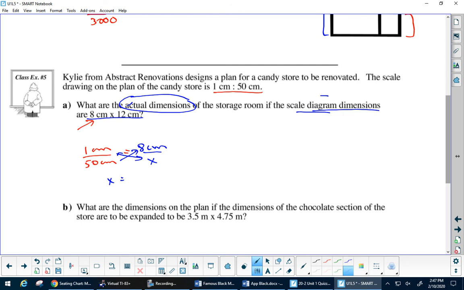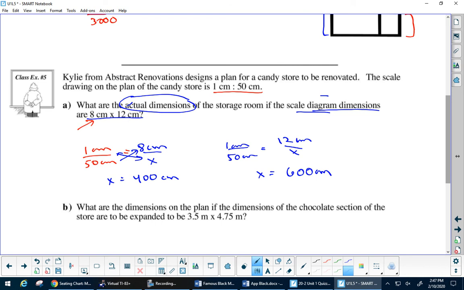What are we getting? 400 what? I don't think it's apples. Centimeters. Check your units. Now let's talk about the other dimension. 1 centimeter to 50 centimeters equals 12 centimeters over X. X would equal 600 centimeters.